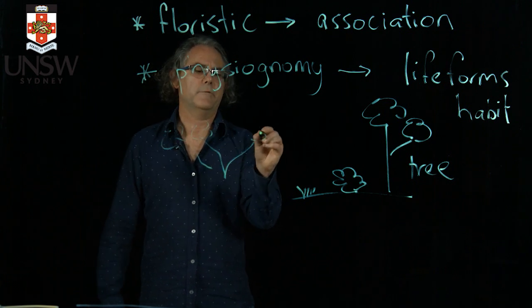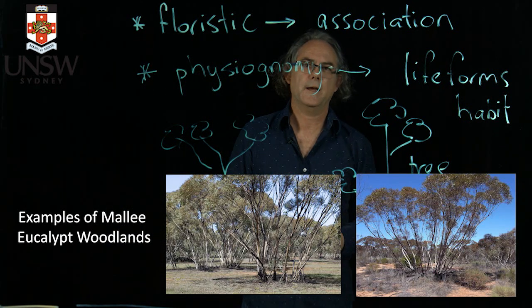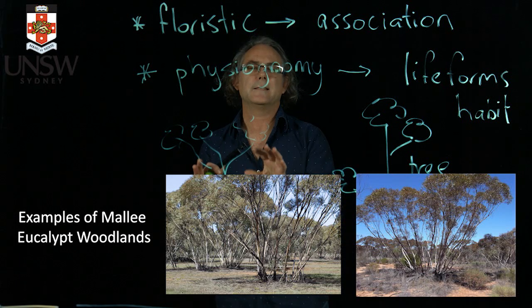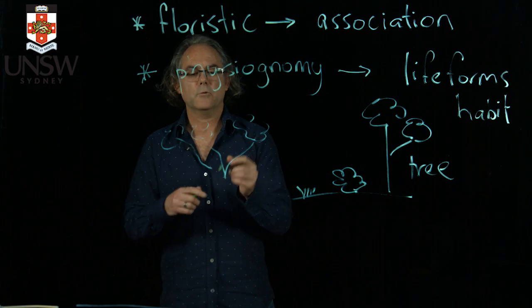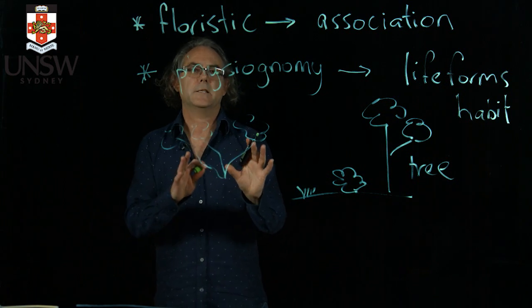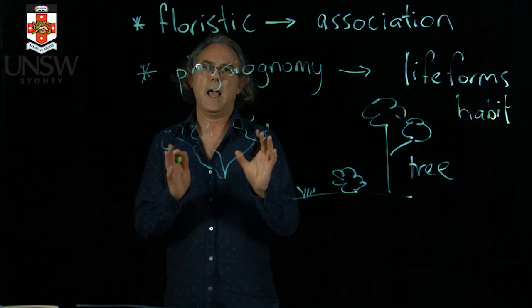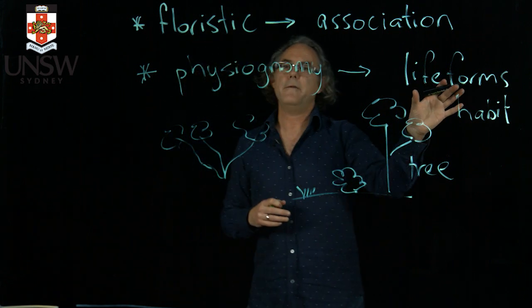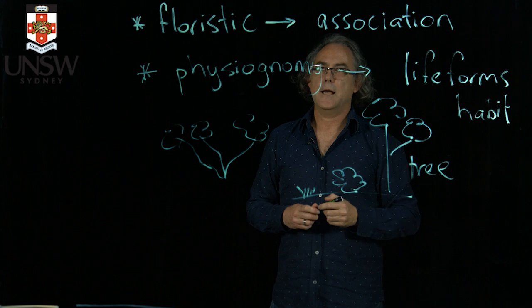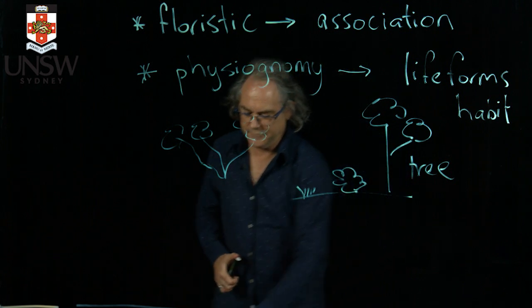We have some beautiful vegetation communities, or we did. In fact, a lot of them have been cut down, but we had these mallee eucalypt woodlands, particularly in Western Victoria, multi-stem trees. And so that habit is a mallee form. So here's a tree, the same life form, but the tree has a different habit. Let's get back to physiognomy.